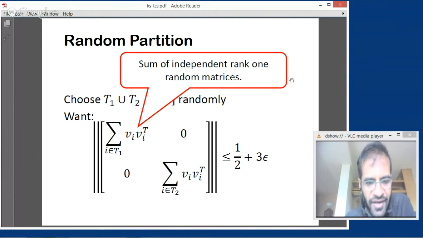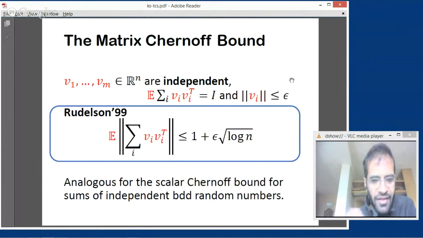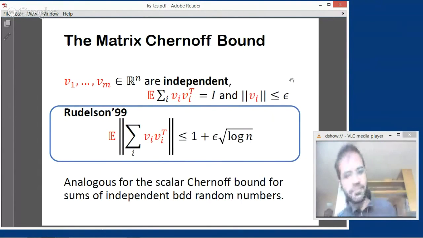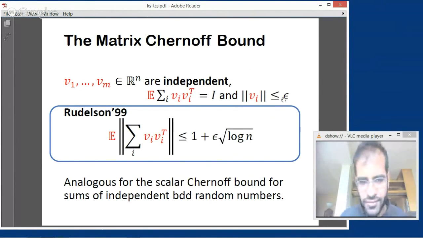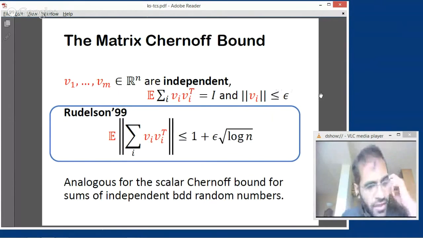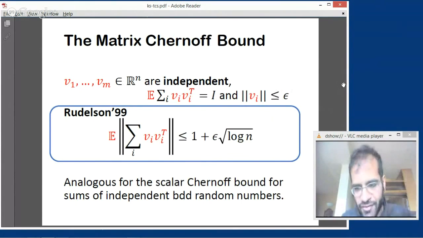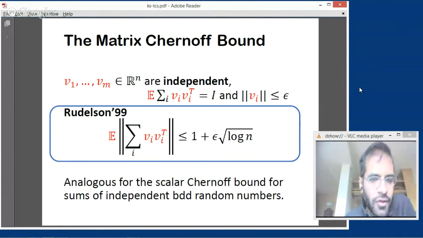So there are very well-developed tools for analyzing sums of independent rank 1 matrices, just like there are tools for analyzing sums of independent bounded scalar random variables. So okay, I'm going to use red to denote random variables. So red vectors are random and black ones are deterministic. Okay, so here's one form of this so-called matrix Chernoff bound due to Rudelson.